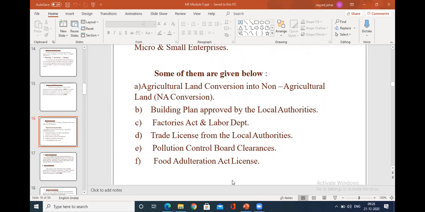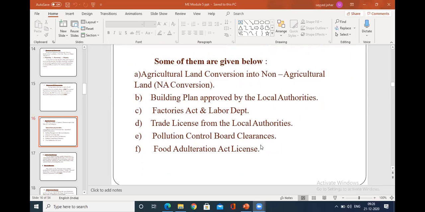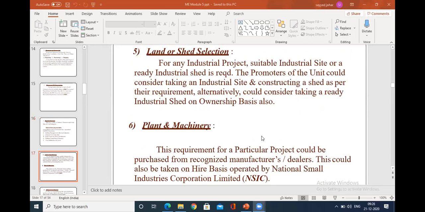Food adulteration act license. So if it is an industry firm related to the food industry, you should have a license related to the Food Adulteration Act.